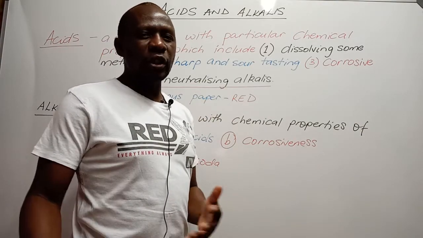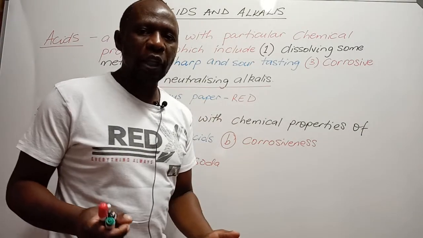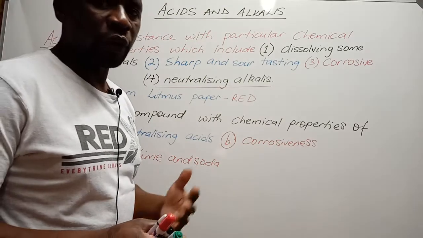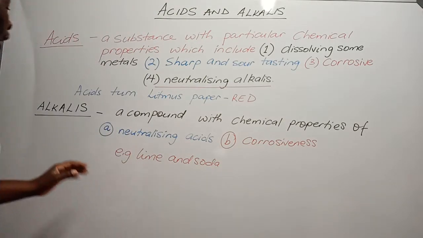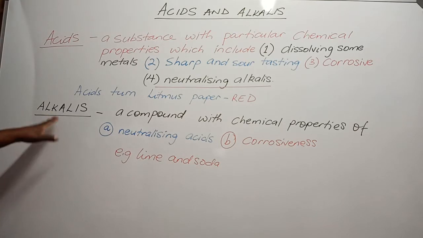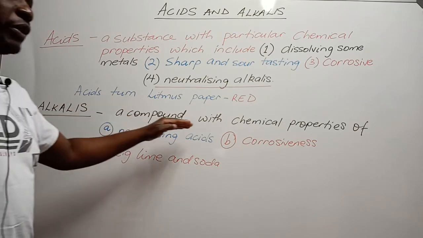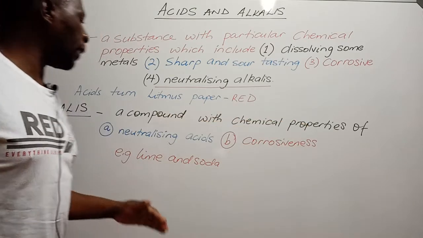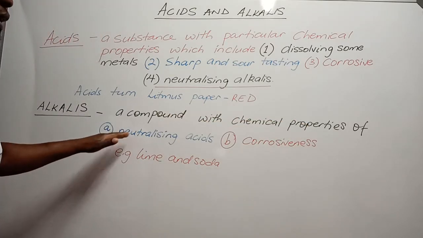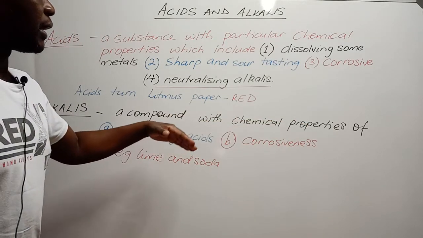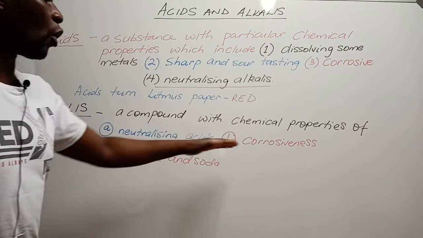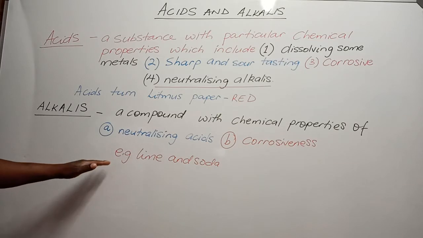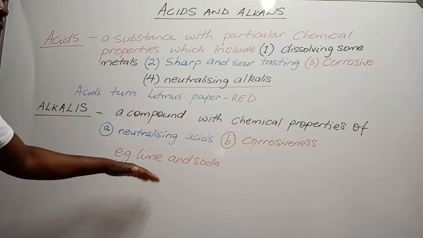Litmus paper comes in two forms. We have litmus paper, and we also have a litmus solution. They do the same job. And now let's look at alkalis. Alkalis are compounds with the chemical property of neutralizing acids. The other property is that alkalis are corrosive. Examples of alkalis are lime and soda.